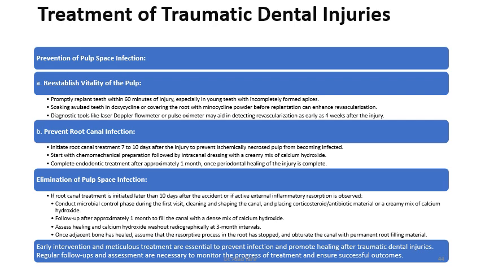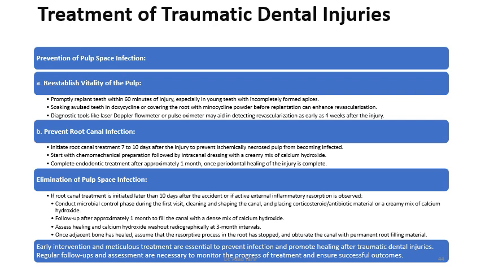If root canal treatment is initiated later than 10 days after the accident or if active external inflammatory resorption is observed, conduct a microbial control phase during the first visit, cleaning and shaping the canal, and placing corticosteroid/antibiotic material or a creamy mix of calcium hydroxide. Follow up after approximately 1 month to fill the canal with a dense mix of calcium hydroxide. Assess healing and calcium hydroxide washout radiographically at 3-month intervals.